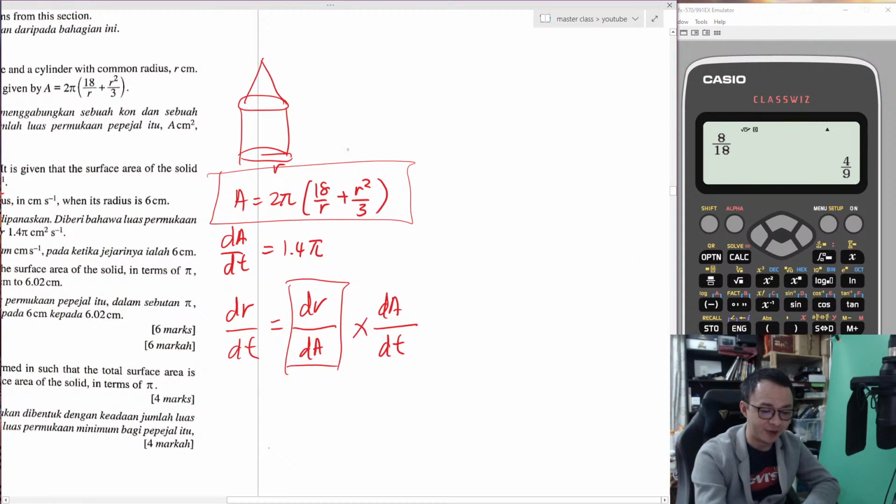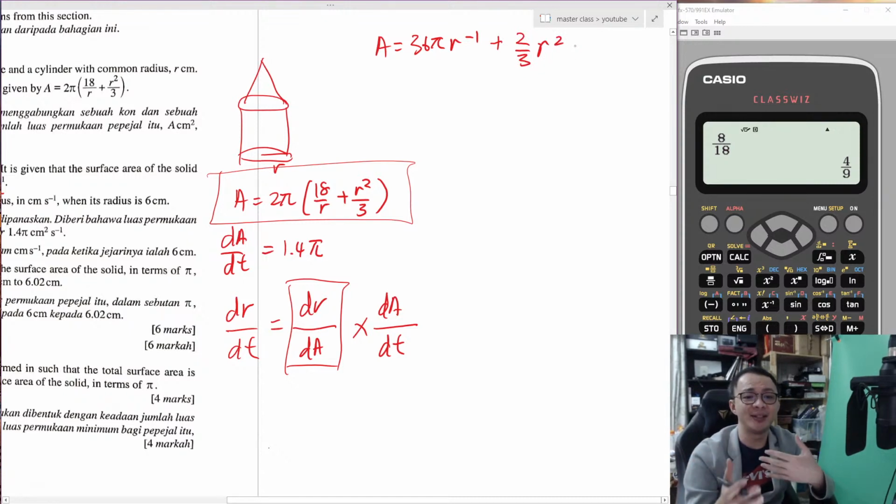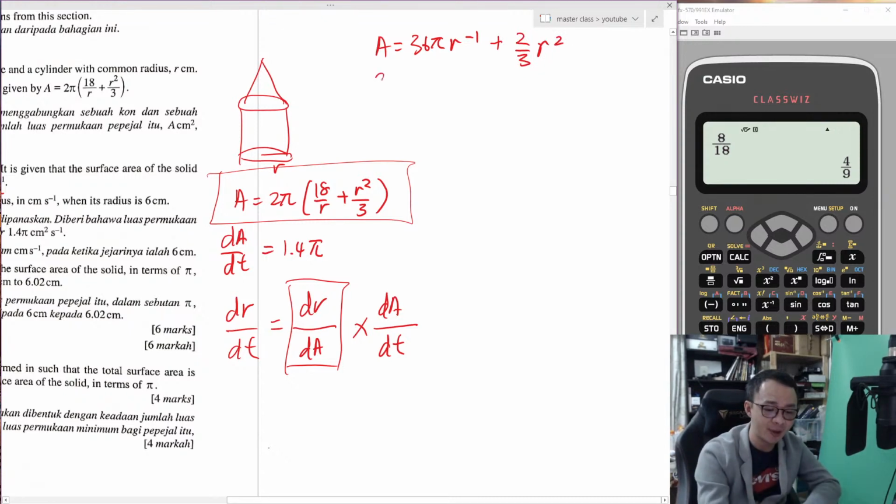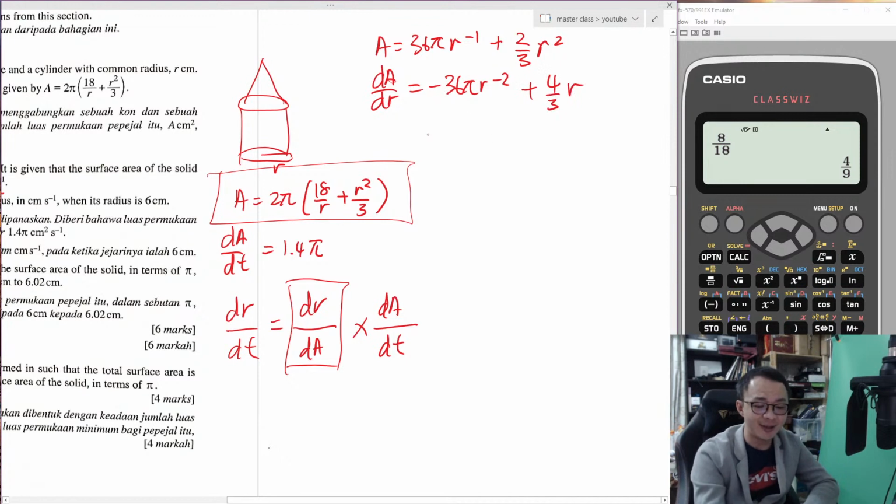So I differentiate this one. Before I differentiate, maybe I expand it first. So it's just like 36 pi over R, so it's R to the power of negative 1, and then plus 2 over 3 R squared. Because when written in index form, it's easier for us to differentiate. So this is dA dr. So this one is negative 36 pi R to the power of negative 2, plus 4 over 3 R to the power of 1. Alright, then this one is negative 36 pi over R squared plus 4 over 3 R.